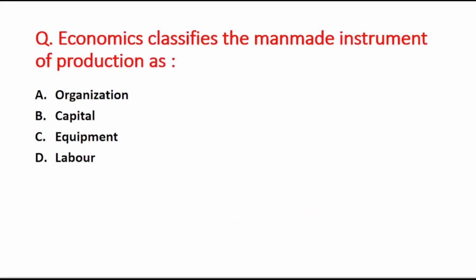Next is, economics classifies the man-made instrument of production as. A option is organization, B option is capital, C option is equipment, and D option is labor. So the right answer is option B, that is capital.